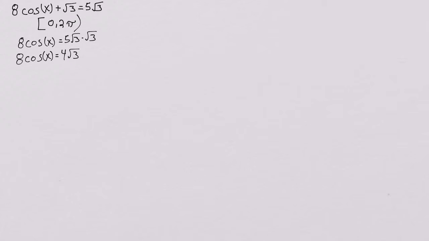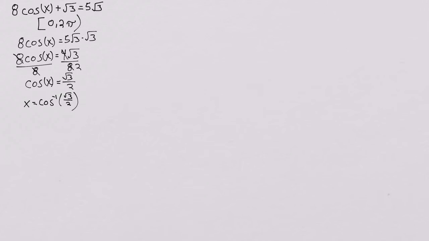Now we're almost there. Now we're multiplying cosine x by 8, so we need to divide both sides by 8. When we do that, the 8 and 8 here cancel, and 4 over 8 reduces to 1 over 2. So now I have cosine x equals square root of 3 over 2. Now it's a lot like the very first one we did in try these A. We need to get x by itself, so we're going to do arc cosine. So x equals arc cosine of square root of 3 over 2.